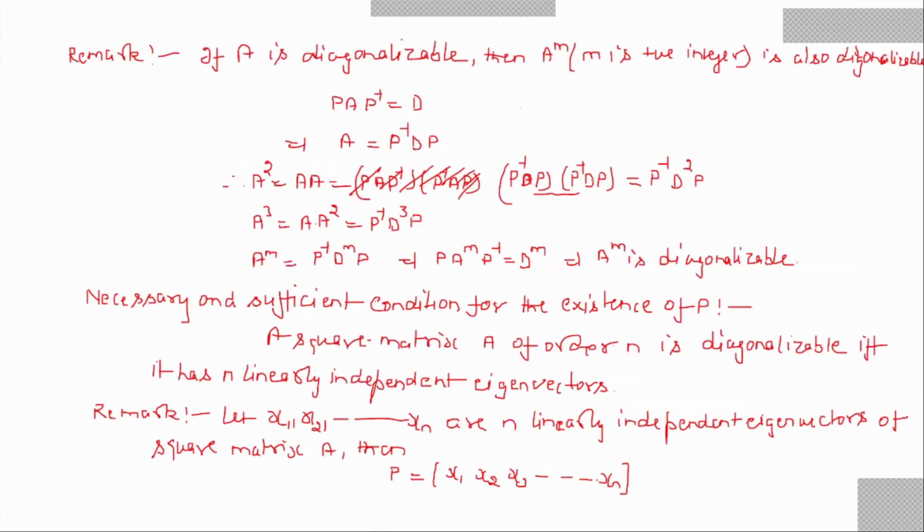Okay, so this is the criteria to examine whether the matrix is diagonalizable or not: it has n linearly independent eigenvectors. Now we have one remark here. Then what should be the P matrix? Let x1, x2 and so on up to xn be n linearly independent eigenvectors of square matrix A. Then P is equal to [x1, x2, x3, ..., xn], meaning x1 will constitute the first column of P, x2 the second column, x3 the third column, and xn the nth column of P.